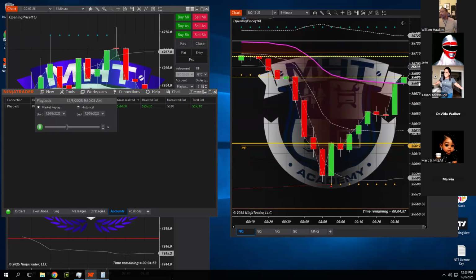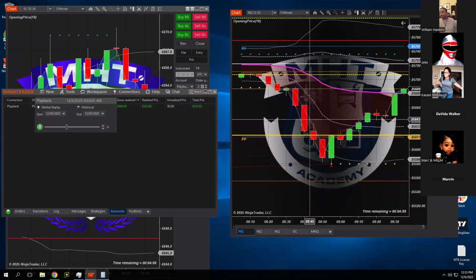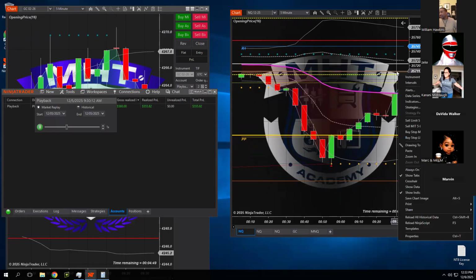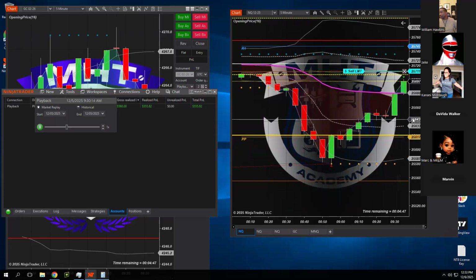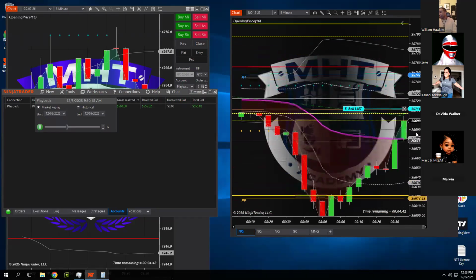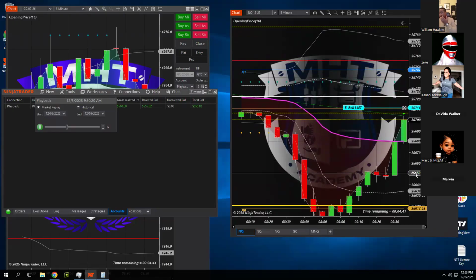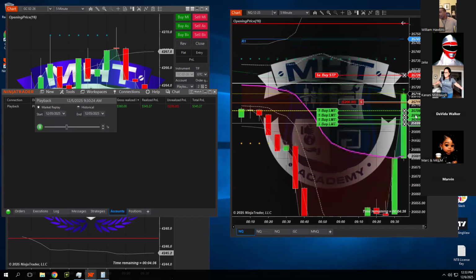Order filled. But this ATM strategy right here, mind you, I would do this in micros, not minis. Order submitted. So I just want you to see what it looks like, if it should get up there. Order filled. All right, so that's what it looks like.